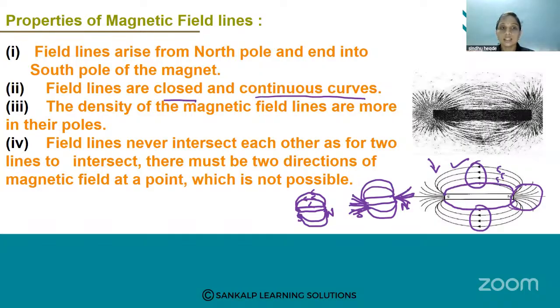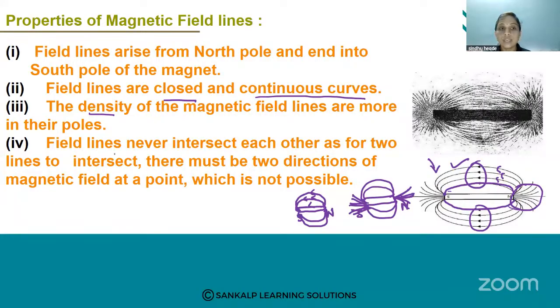That is the third property. Density is nothing but that more magnetic field lines are generated at the poles of the magnet as compared to its surroundings. In a bar magnet, at the poles more magnetic field lines are generated. That is called the density of the magnetic field lines being more at the poles. So this is the third property and another important property.